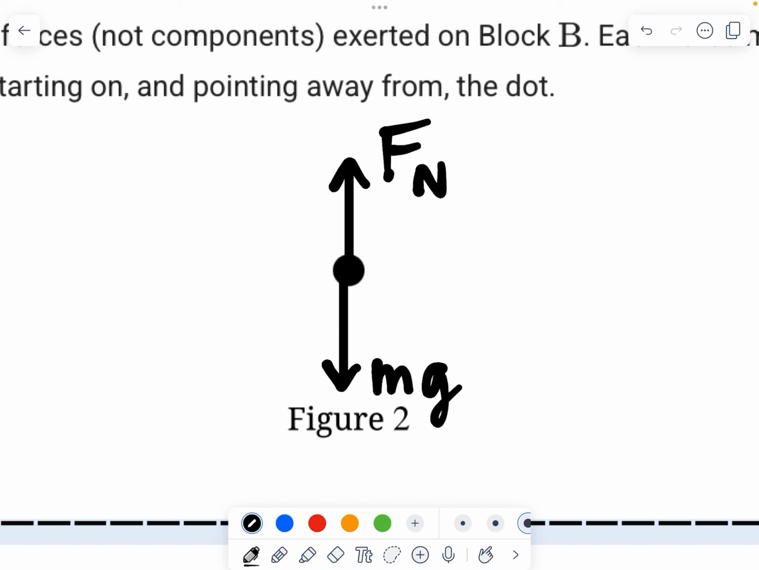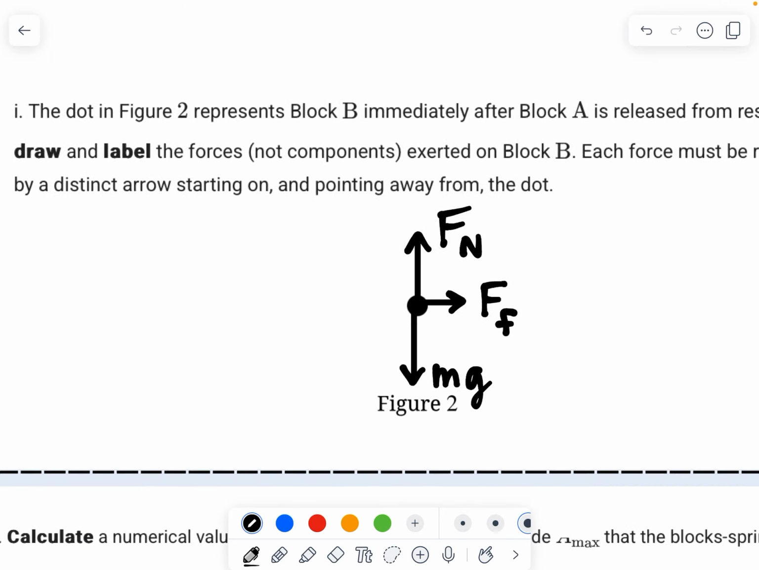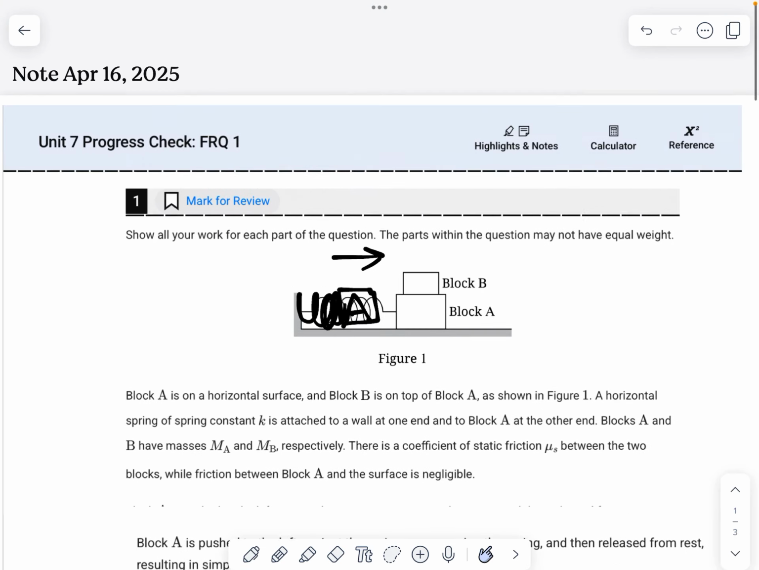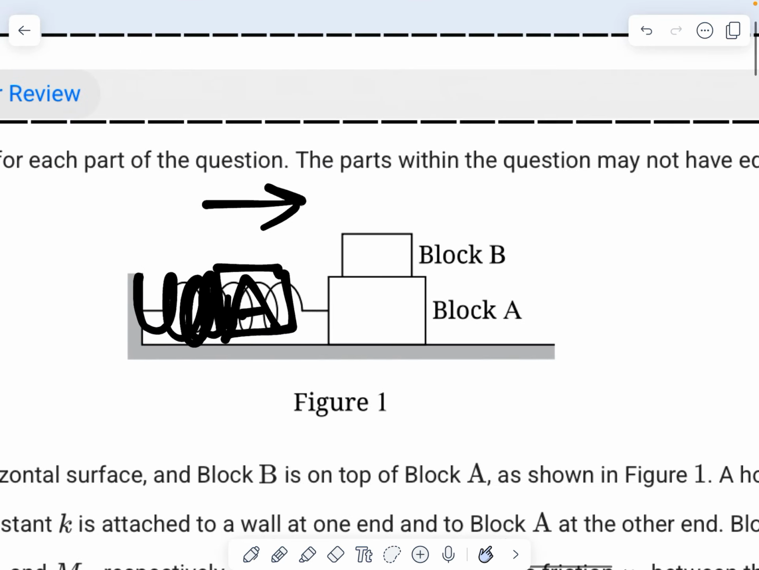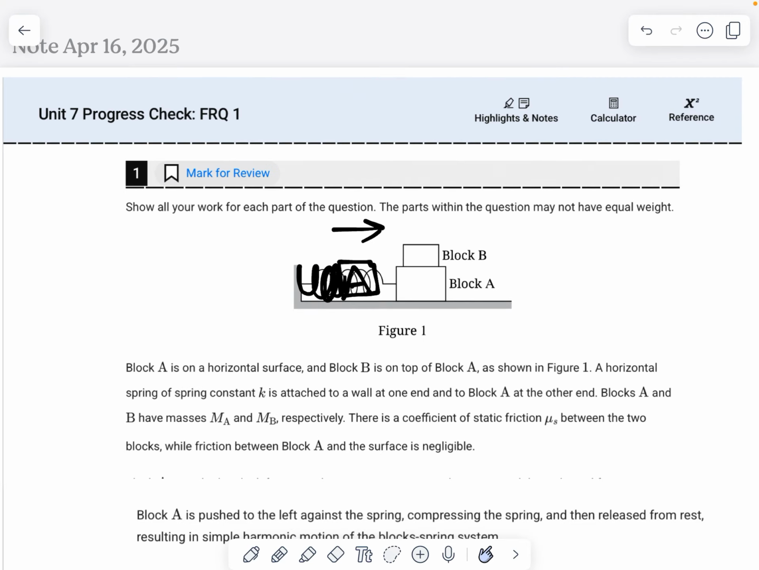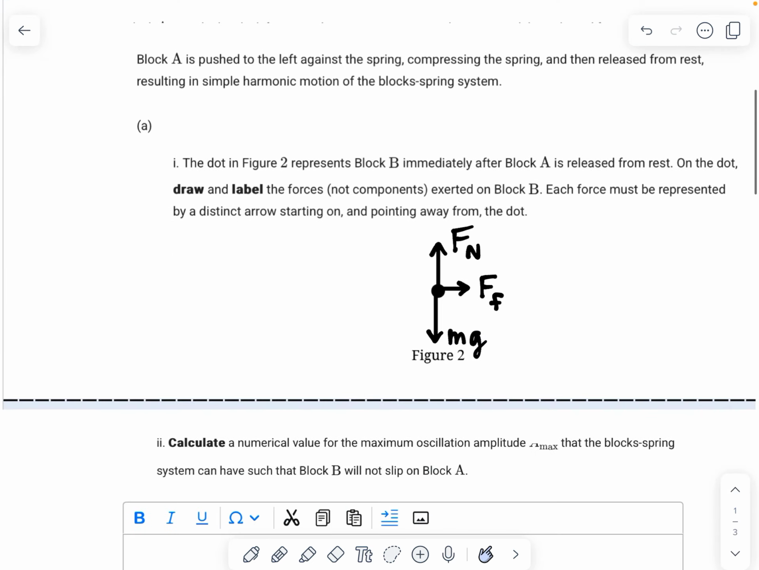And then, if the spring has been pushed to the left, it's going to want to push to the right on block A, and that in turn is going to push on block B. So there's going to be a force to the right. If you're not sure about this friction force, think for a second if you were block B. Block A has been pushed to the left, and then it's released. It's going to want to accelerate to the right, and block B is going to also want to accelerate to the right as long as there's no slipping. So there's got to be a push to the right to match the acceleration. So those are all your forces.